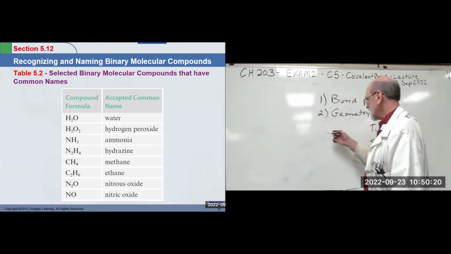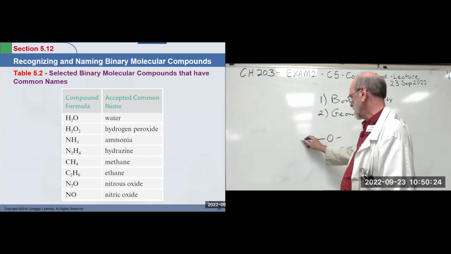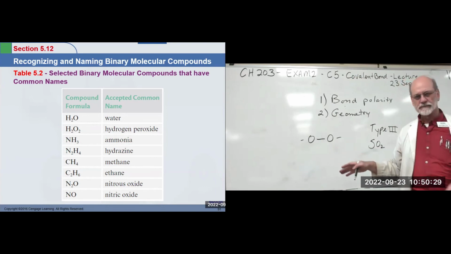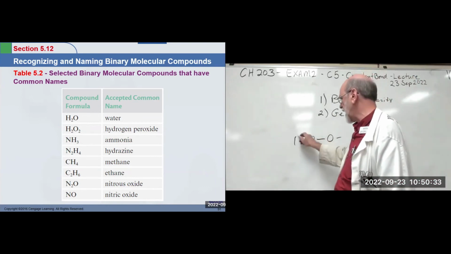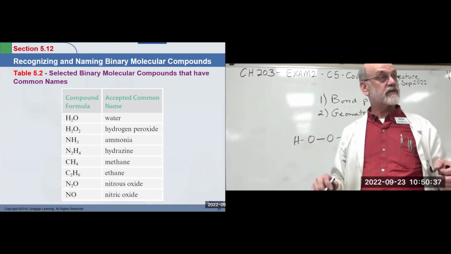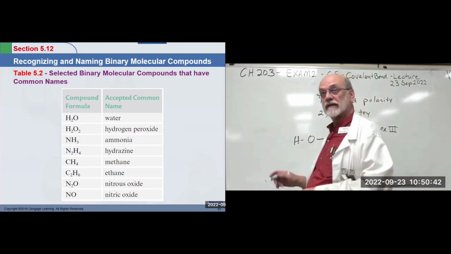Peroxides. Any compound that has this, this, and that bonded to something else, that's a peroxide. So you put hydrogens on either side. That's hydrogen peroxide. If you got acne medication at home, then it could have benzoyl peroxide.